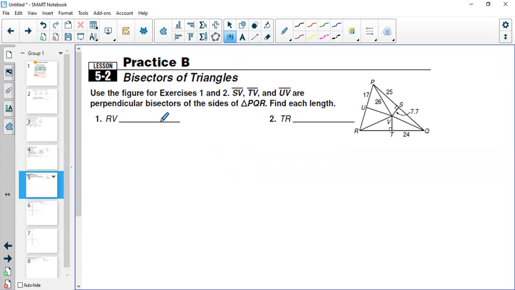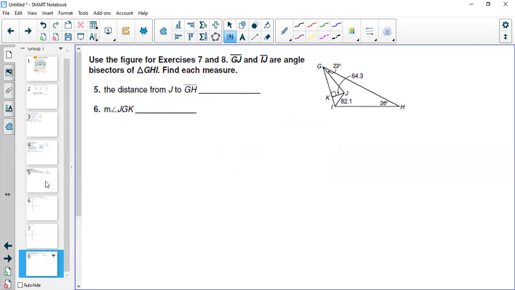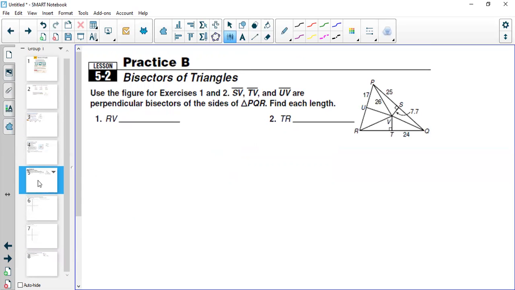So let's get started with the practice workbook answers. But before that, I want to remind you, you only need to do a few questions from the practice workbook, only up till question number 6, because for the remaining questions, we have not done any constructions. So those questions are not to be done by you, right? Getting started with this question: use the figure in exercises 1 and 2. SV, where is SV? This is SV, and TV, this one, and UV are perpendicular bisectors of the sides of triangle PQR. Find the length.